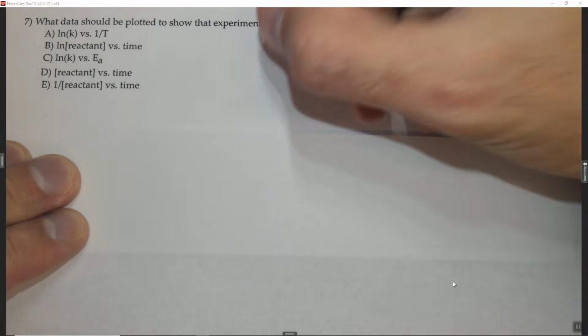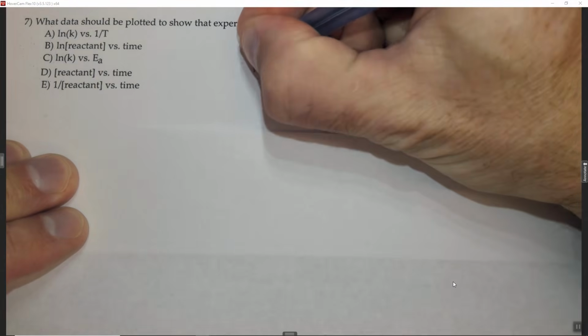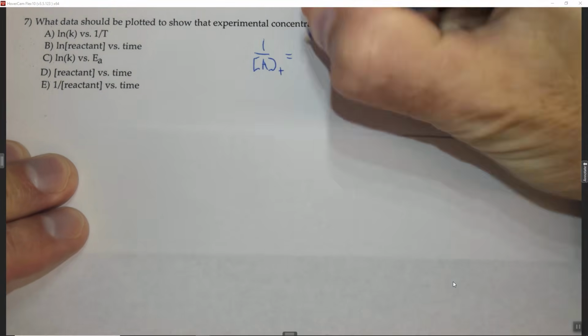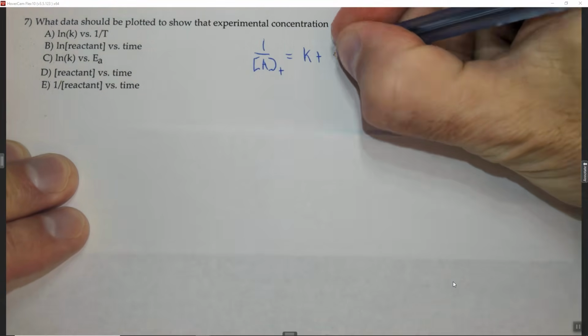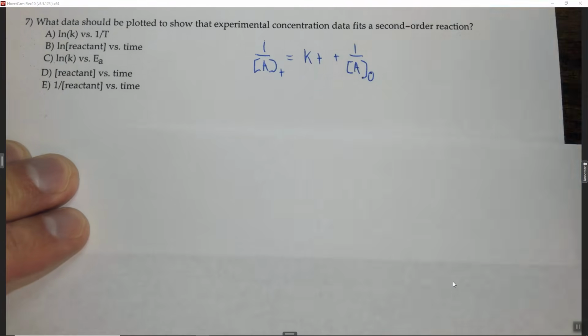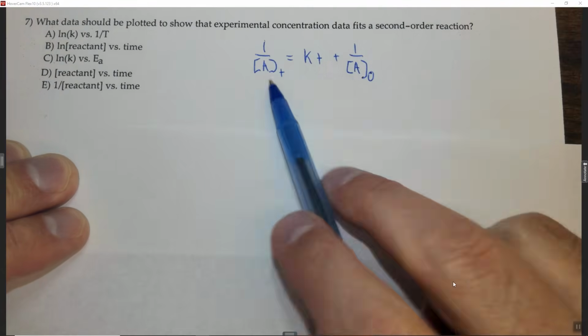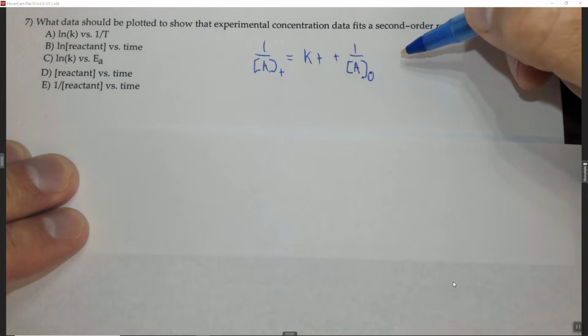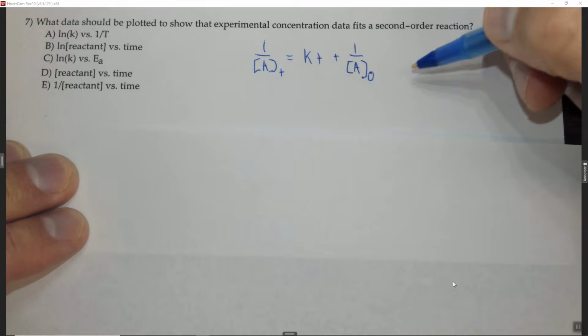So the second order rate law is 1 over the concentration of some A, or maybe some X, at t equals kt plus 1 over the initial concentration of A, A0. Sometimes these are X's, sometimes they're A's. I'm going to use A here. This is the experimental second order rate law.